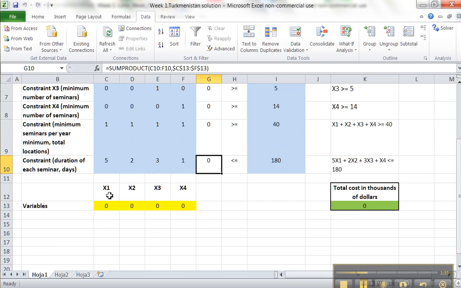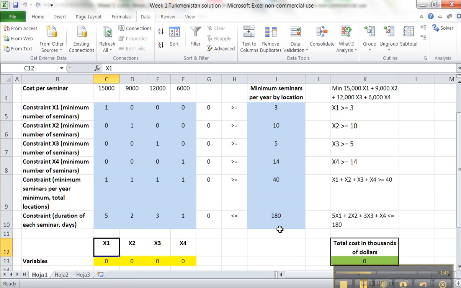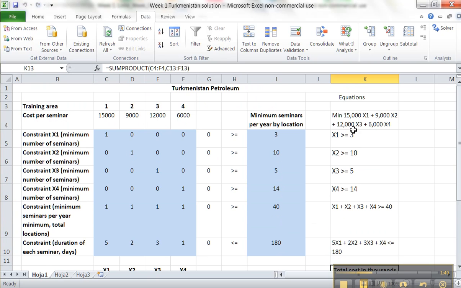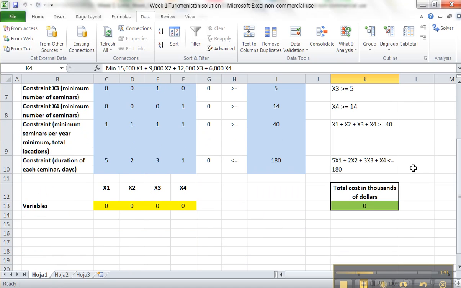Finally, you have the final piece of information, that is the number of seminars, x1, x2, x3, x4. You have 4 variables here, that is more complex than before. And then you have the total cost. The total cost is this equation that we saw before. In this case, the total cost, you see you have the equation sum product.